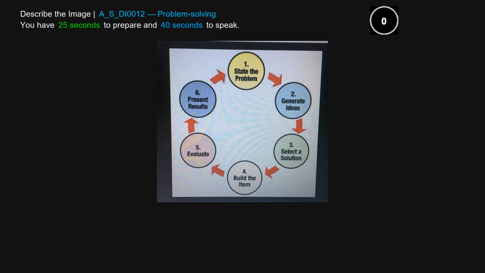The flowchart gives information about problem solving. There are various steps in the flowchart such as state the problem, generate ideas, select a solution, build the item, evaluate, present result. The first step is state the problem and it is converted into generate ideas and select a solution. Further, it develops building the ideas, moreover evaluate. Finally, the last step is present results. The highest position is present results and the lowest position is state the problem. Overall, the flowchart talks about problem solving.